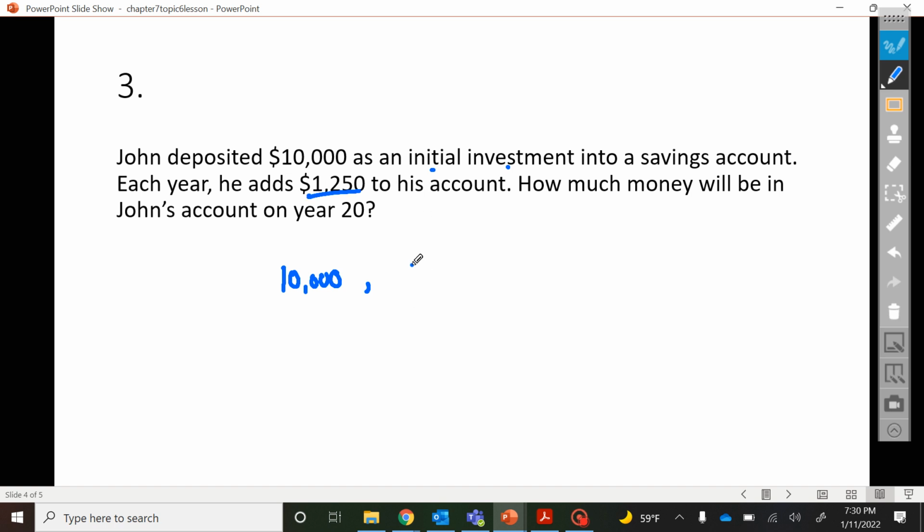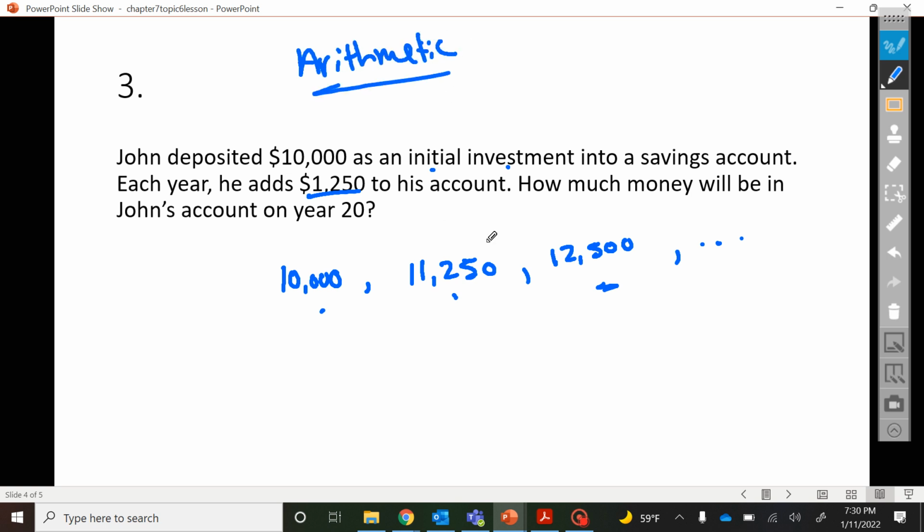In the next year, he now has $11,250. This is year 2. So year 1, year 2. In the next year, he has $12,500. So that's how much he has in year 3. If we look at this sequence, we can see that this is arithmetic because it is increasing by a set amount each time. We're adding $1,250 each time. So this is arithmetic.